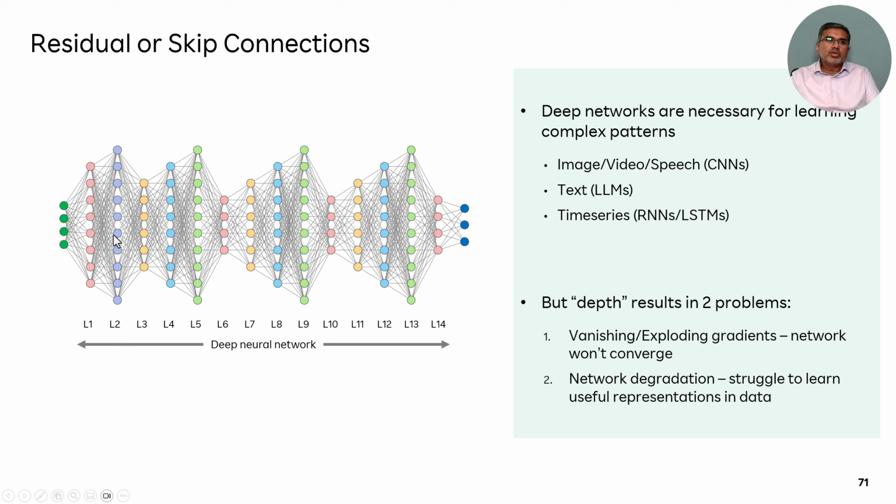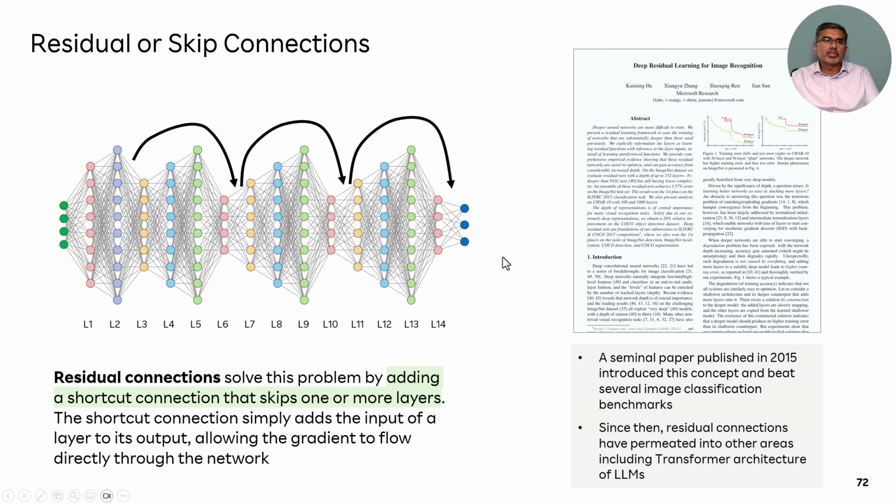Which means that you need to somehow figure out a way in which you preserve signal strength in a deep neural network. That's what residual connections or skip connections do. There was a seminal paper written in 2015 where they introduced residual connections in image recognition, and they started to see that the neural network started to perform really well. Since then, it has become a common practice to use residual connections in deep neural networks.